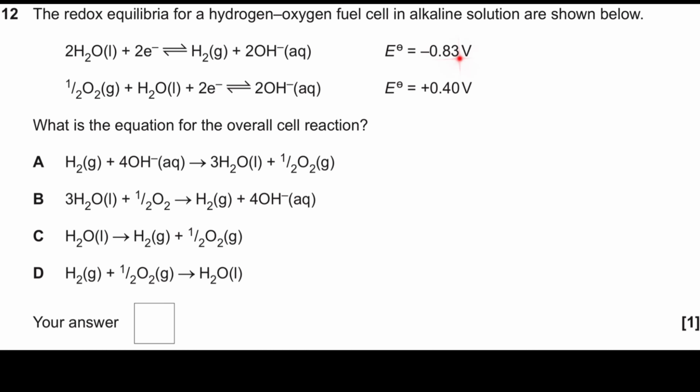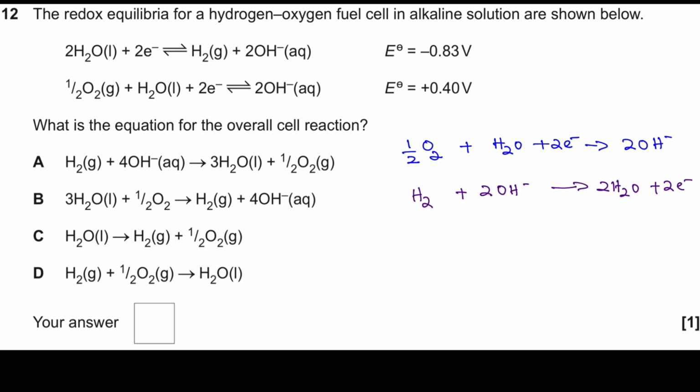In this situation, we look at the potential. The more positive potential stays, and the less positive is reversed. Going to reverse that one, and this one stays, is to write down the one that stays first. I have O2 plus H2O plus 2 electrons, and that gives 2 OH minus. The one that's reversed is going to be H2 plus 2 OH minus, and that will be 2 H2O plus 2 electrons. One that's reversed is releasing the electron, and this one is receiving the 2 electrons.